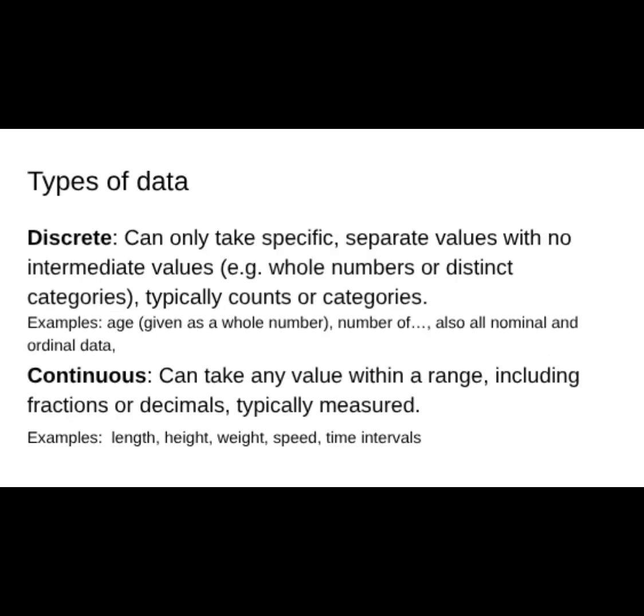Another important distinction is between discrete versus continuous data. Discrete data consists of specific separate values with no intermediate value, like data that has only whole numbers. For example, data consisting of everyone's age or of the number of something, like the number of late days for every student. Also, all nominal and ordinal data are discrete.